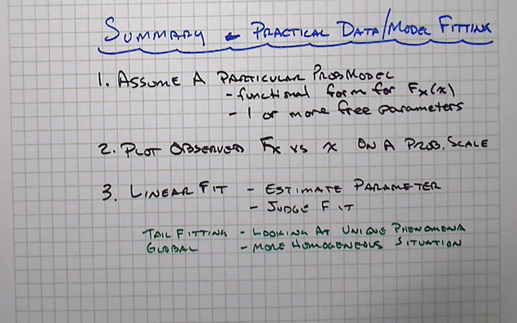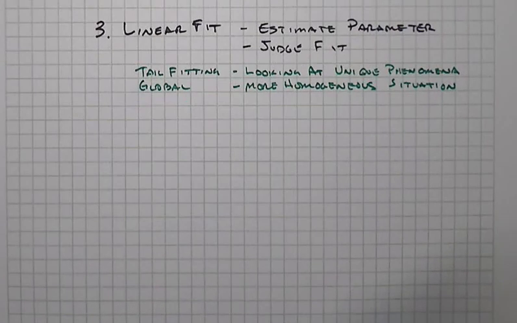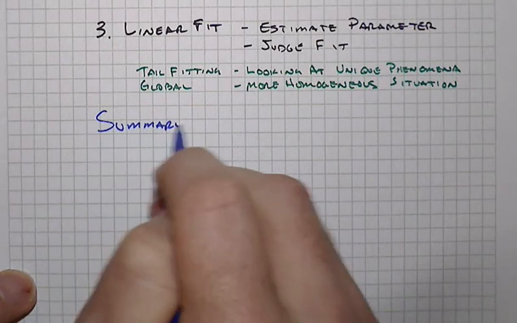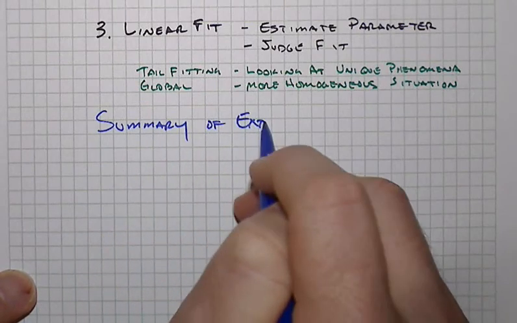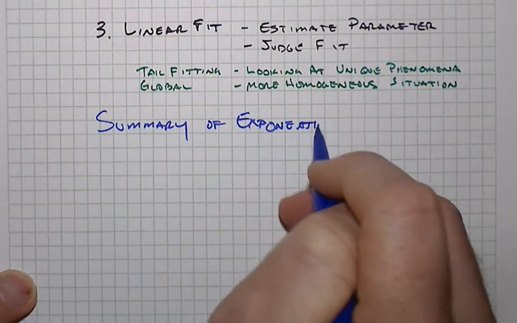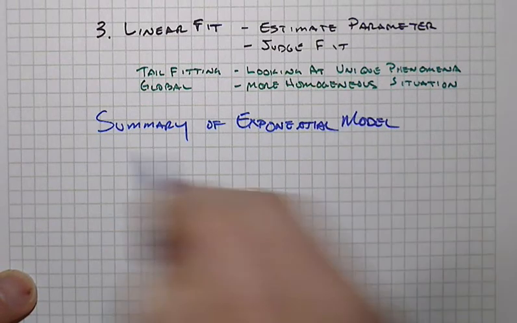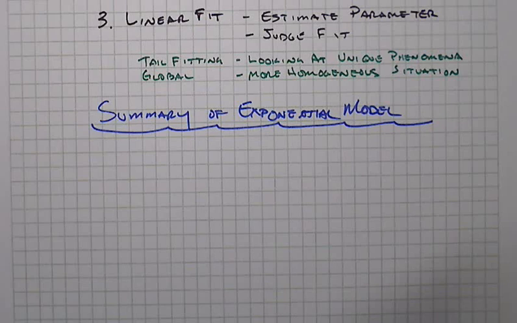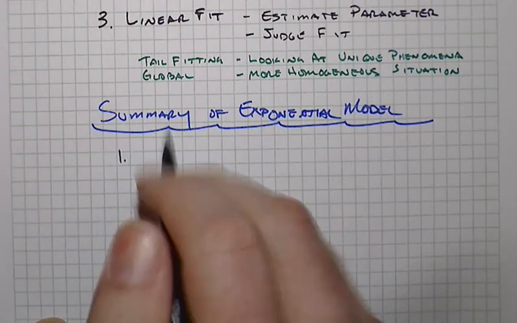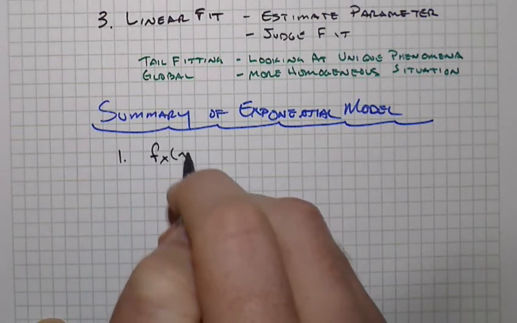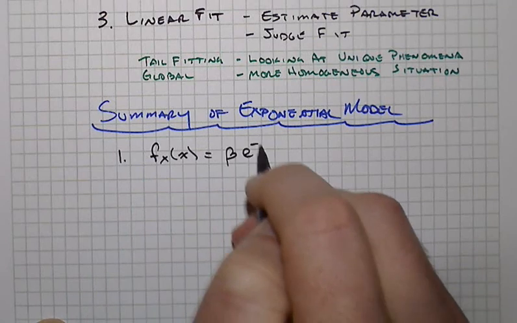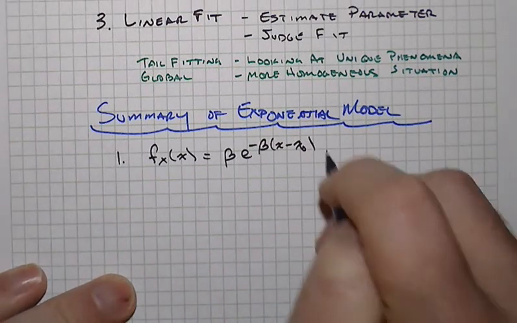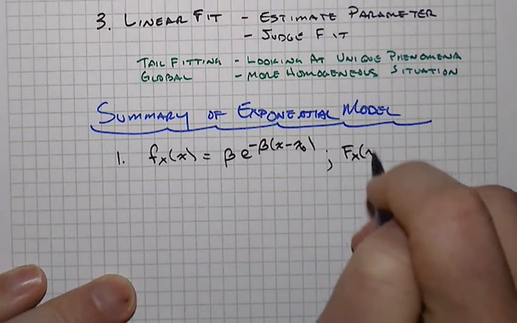Before we leave that, though, I do want to summarize one last couple of aspects about the exponential model. And that is that, of course, one is that it's a single parameter model. If you have a shift value, that shift value is usually one that you're choosing. So there's your PDF and your CDF, of course.